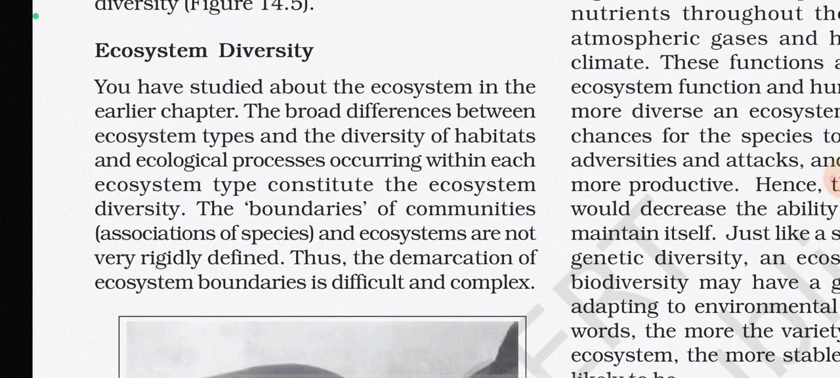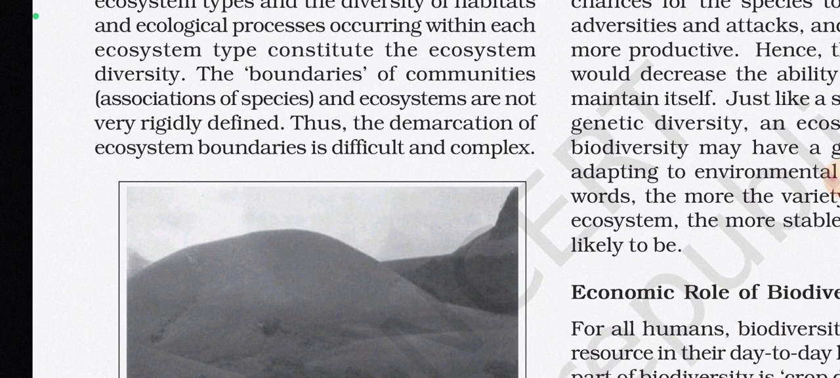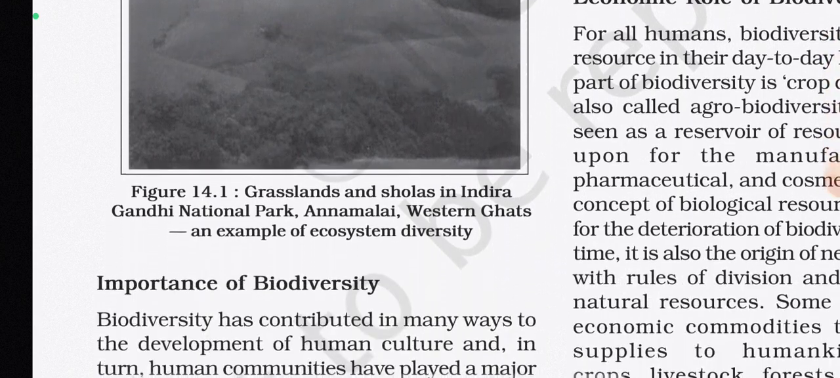Ecosystem diversity. You have studied about the ecosystem in the earlier chapter. The broad differences between ecosystem types and the diversity of habitats and ecological processes occurring within each ecosystem type constitute the ecosystem diversity. The boundaries of communities, association of species, and ecosystems are not very rigidly defined. Thus, the demarcation of ecosystem boundaries is difficult and complex.